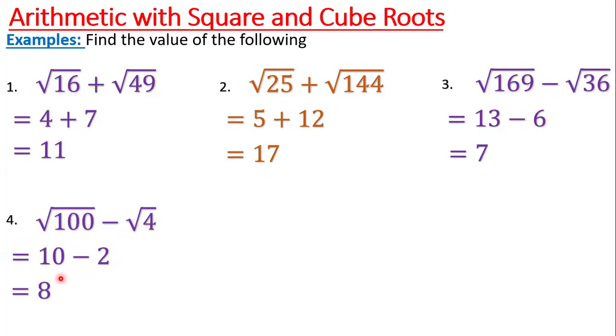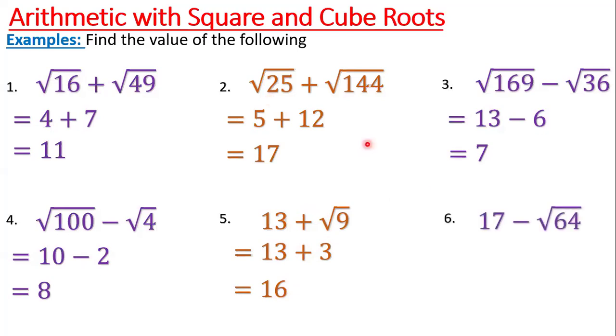Let's do another one. Number 5. For number 5, we have 13 plus the square root of 9. Plus 3. 13 plus 3. How did you get 3? 3 times 3 equals 9. Very good. So 13 plus 3 is what? 16. Very good. 16.